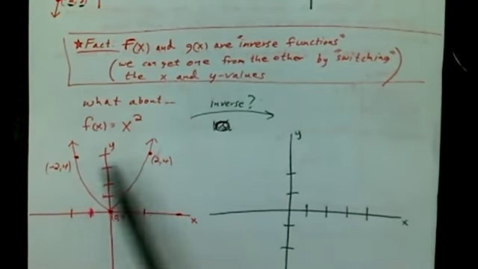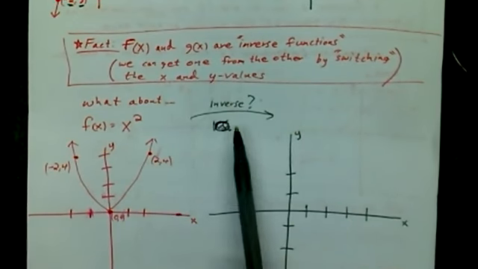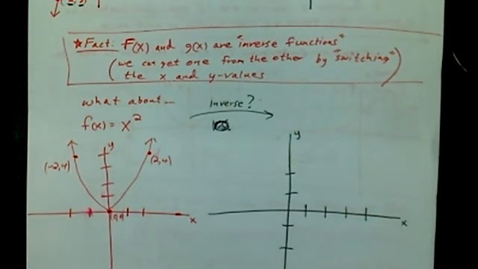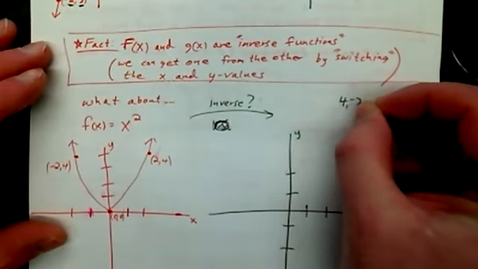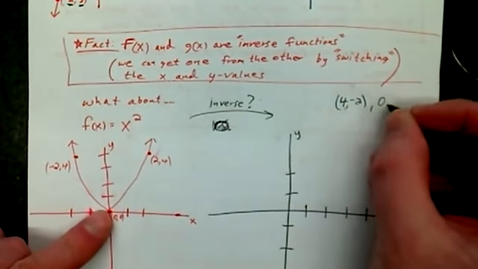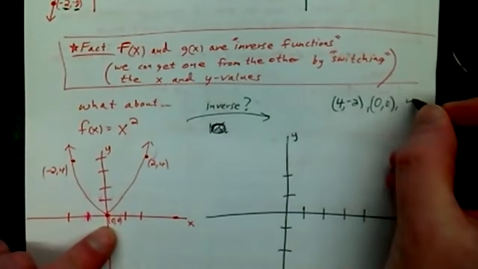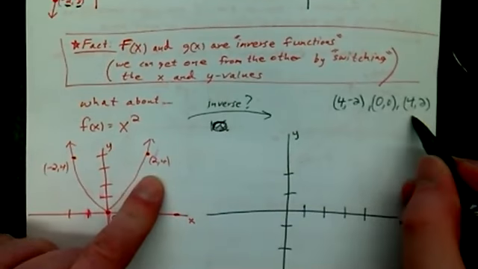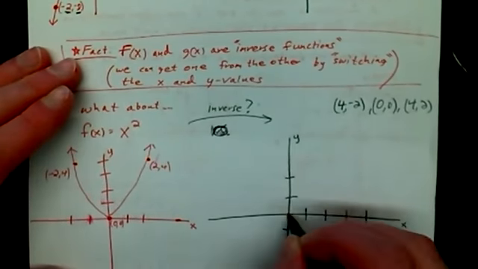What about f of x equals x squared? I've labeled a few points on here, okay? And my question is, well, what would the inverse look like? Well, if we follow the same sort of scheme we did above where we switch the x and y values, I expect to have (4, -2), right? If I switch these values, I expect to have (0, 0), which is the same point, and I expect to have (4, 2) if I switch these values.